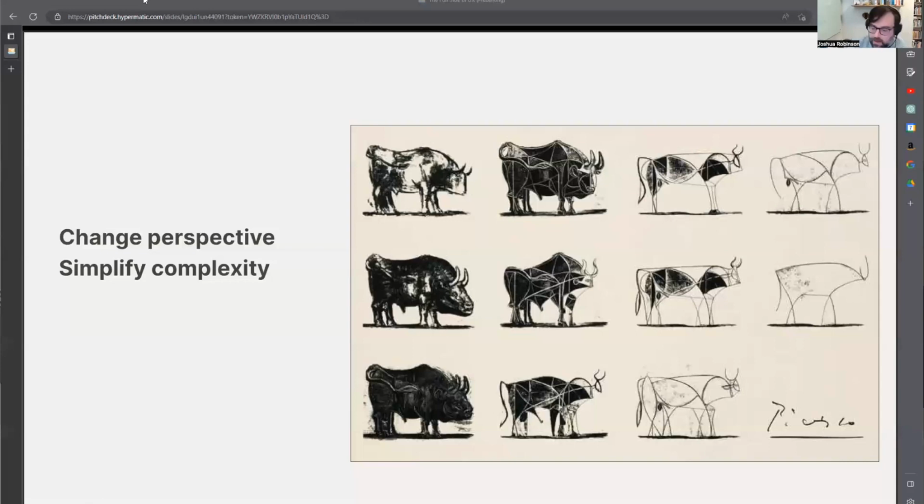So this can change your perspective on a problem or a solution, right? By introducing this idea of fun and abstraction, we simplify the complexity.